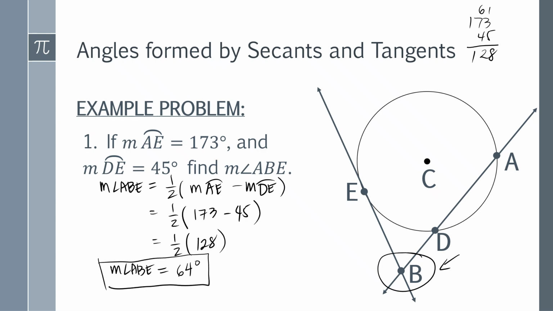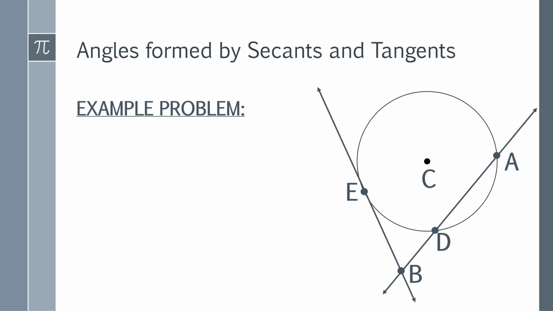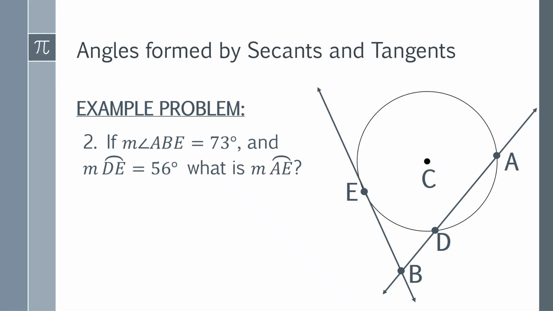I hope that you get this part. Next, let's have number 2. Try this first on your own. If the measure of angle ABE is 73 degrees and the measure of DE is 56 degrees, how will you find the measure of arc AE, or major arc AE? Pause this video to try. And when you're ready, please resume this video.